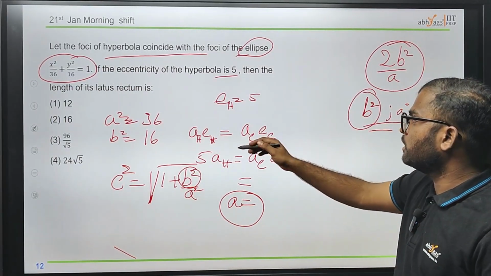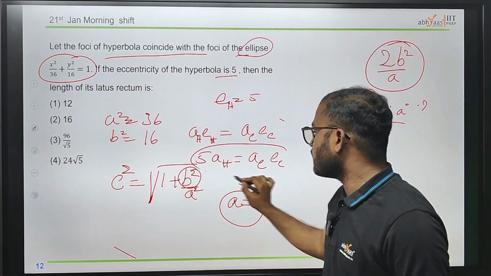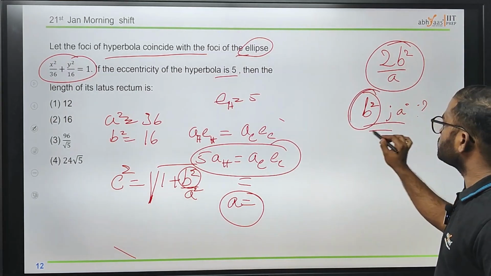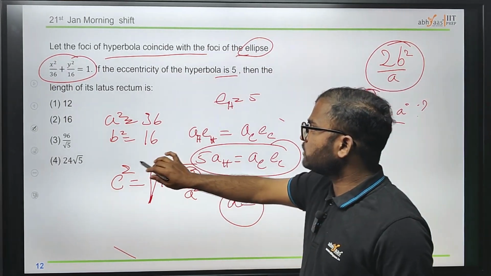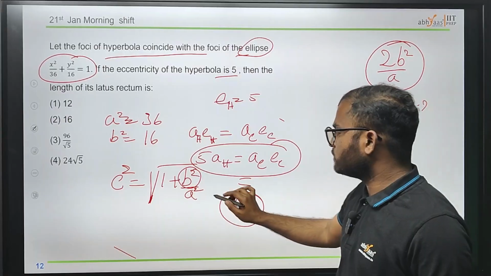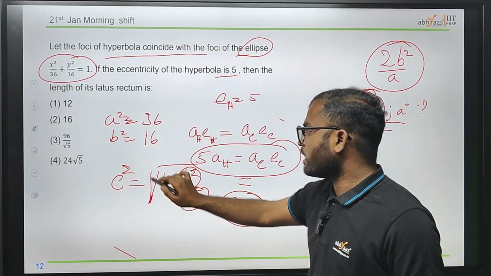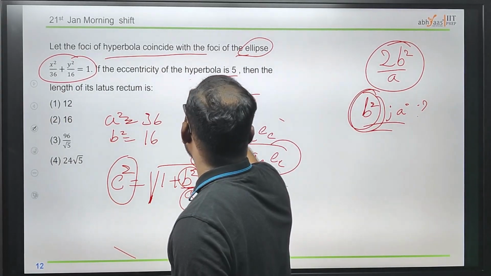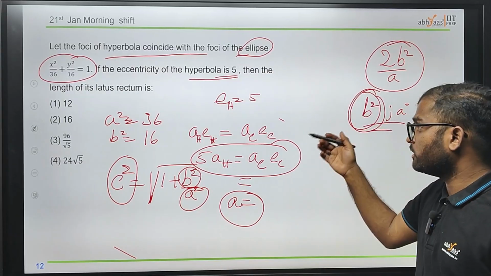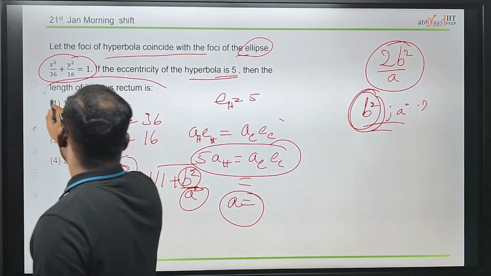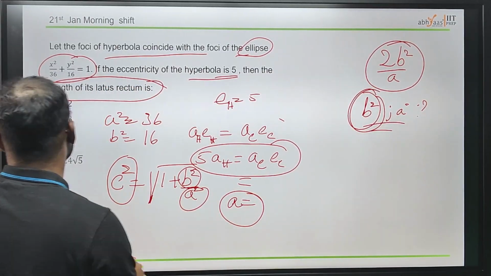First you need to find the A value. After that you need to find B square from the eccentricity of the hyperbola. Since we already know A, and we also know e from the given hyperbola, from that we can easily find the length of the latus rectum. This is the simple process, you can do it.